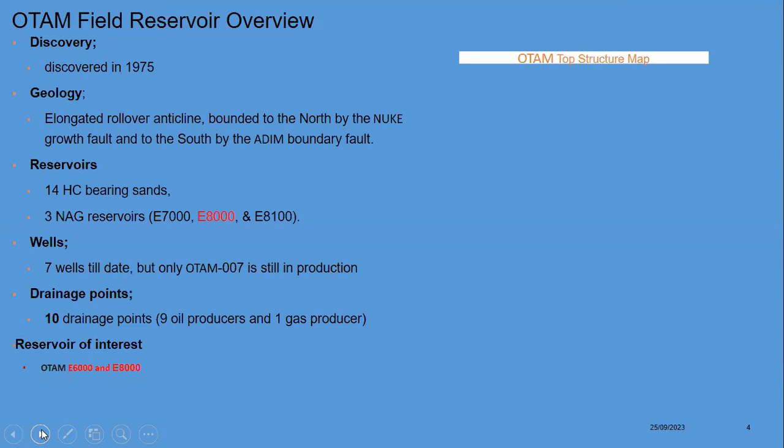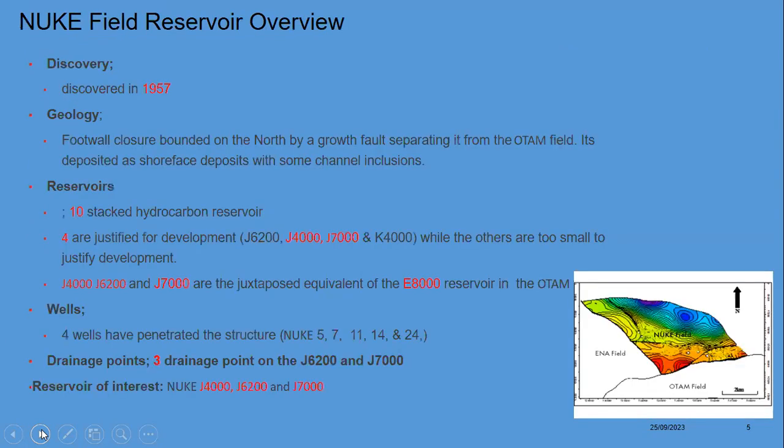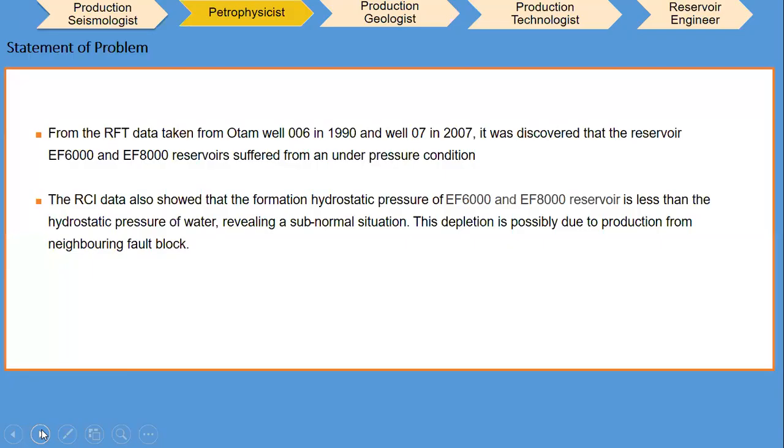And like I said, the Otam field is a rollover anticline separated by a growth fault. So the Otam is the hanging wall, while the Nuke is the footwall. Now these two fields are just opposed and are the reservoirs of interest in the E6 and the E8. Both of them are opposed reservoirs. Now the Nuke, on the other hand, came up in 1957. That is the information we derive.